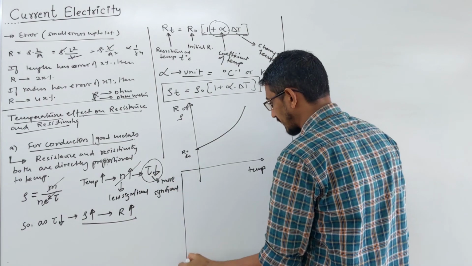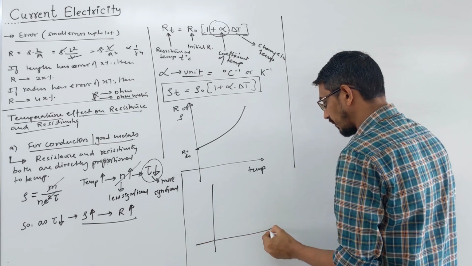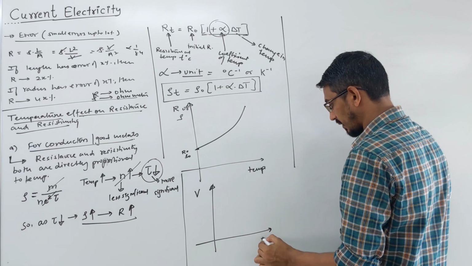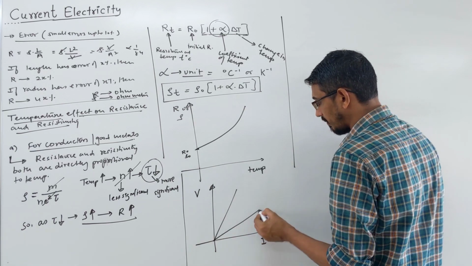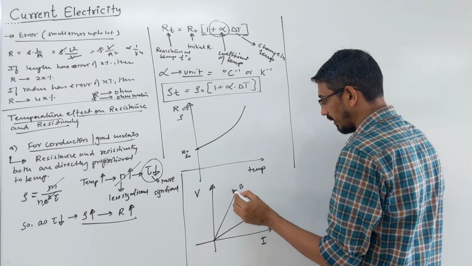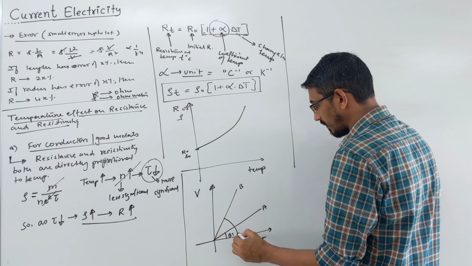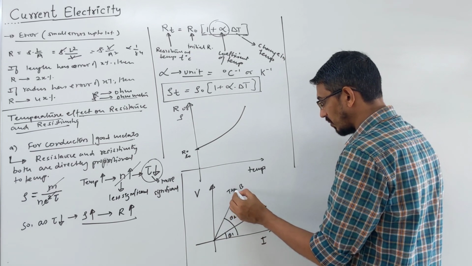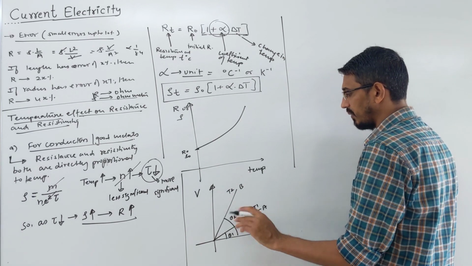A question was asked in our exam. Look here, a VI curve was given to you. This is a curve between voltage versus current, and two graphs were given, graph A and graph B. Theta 1 angle was given and theta 2 angle. This has temperature T1, this has temperature T2, and each has resistance.